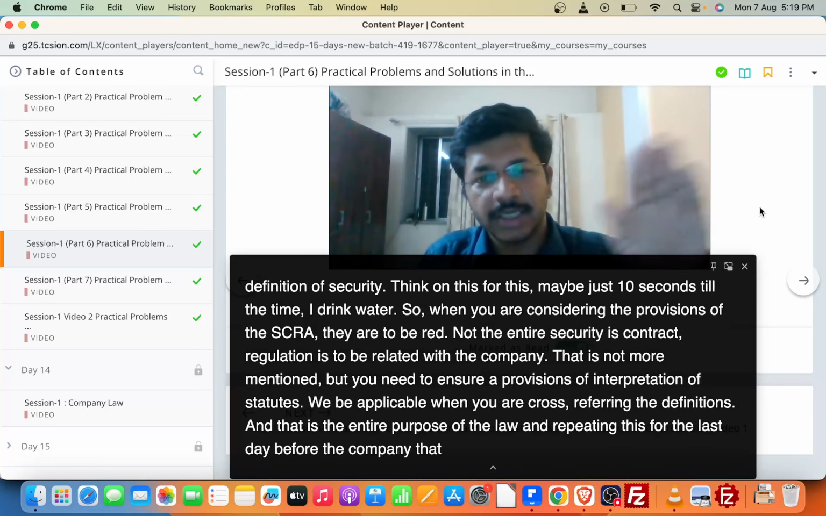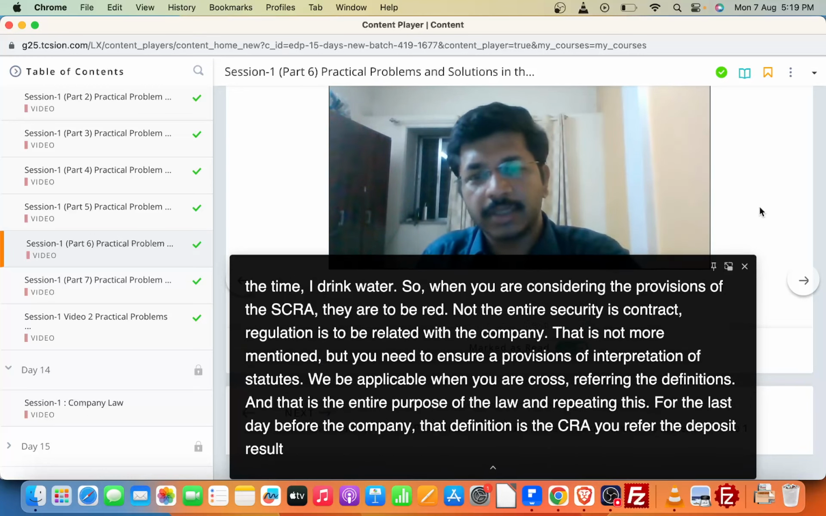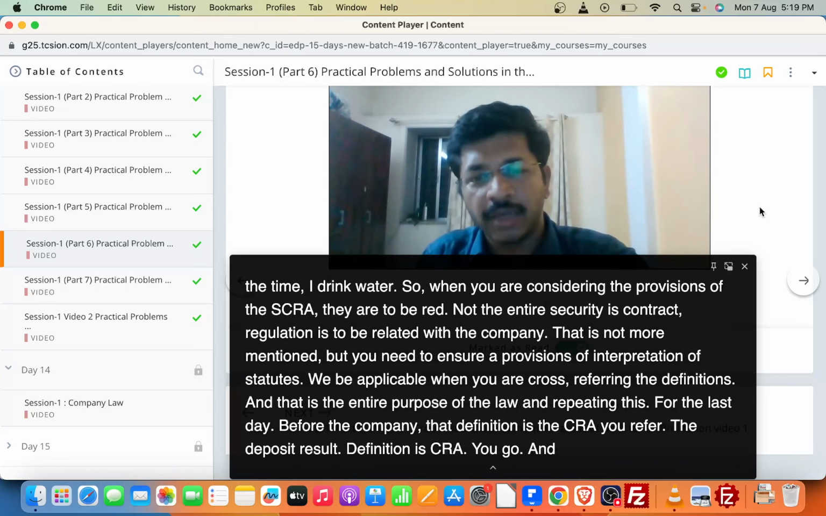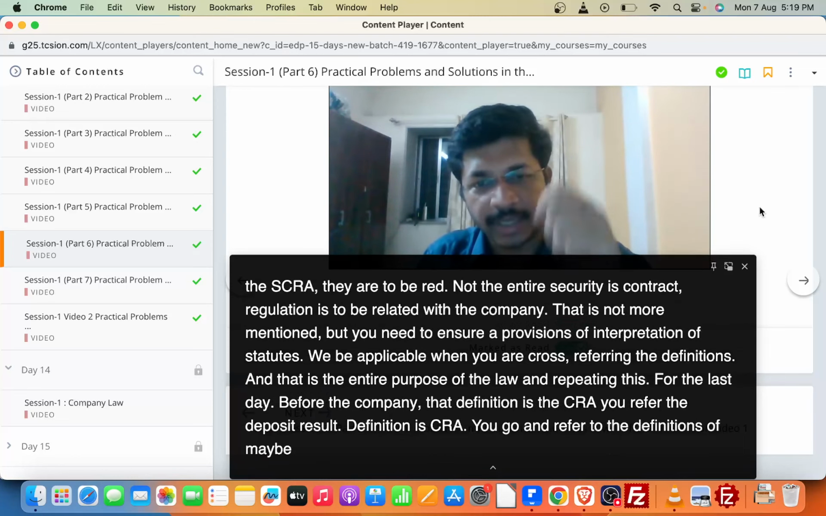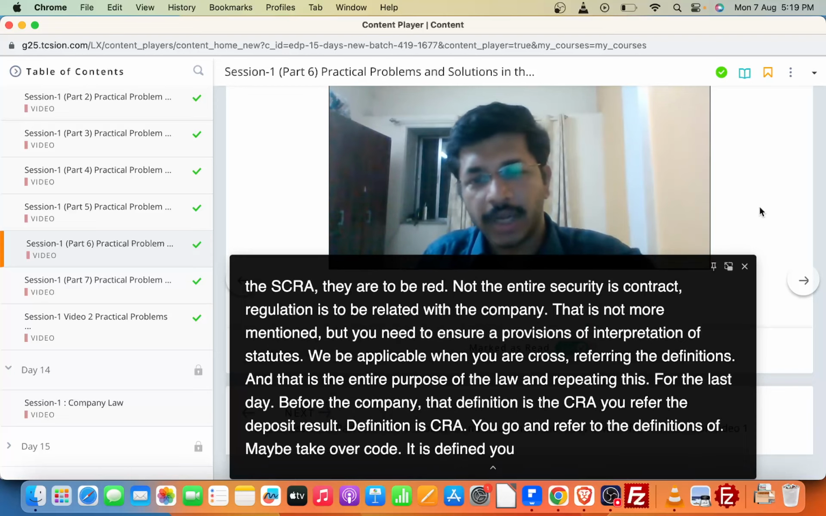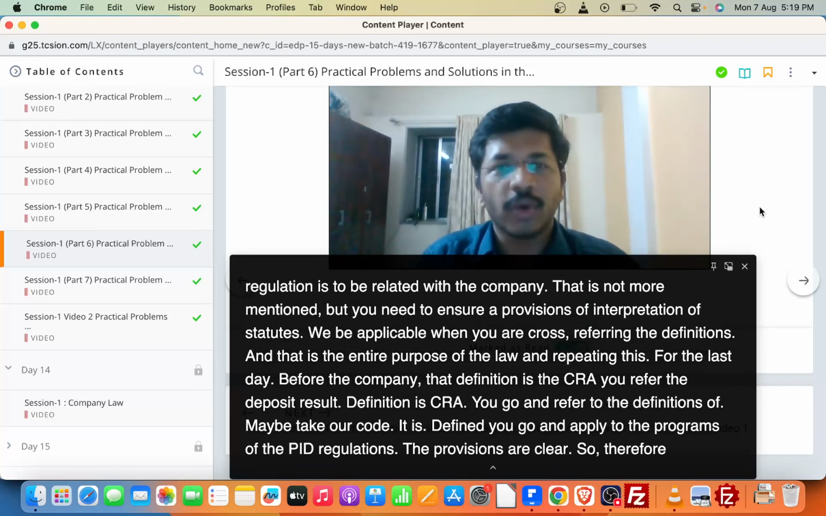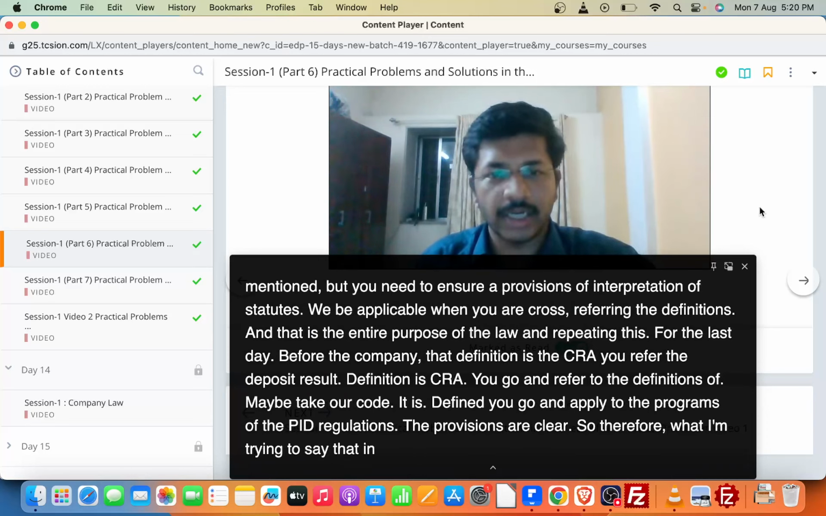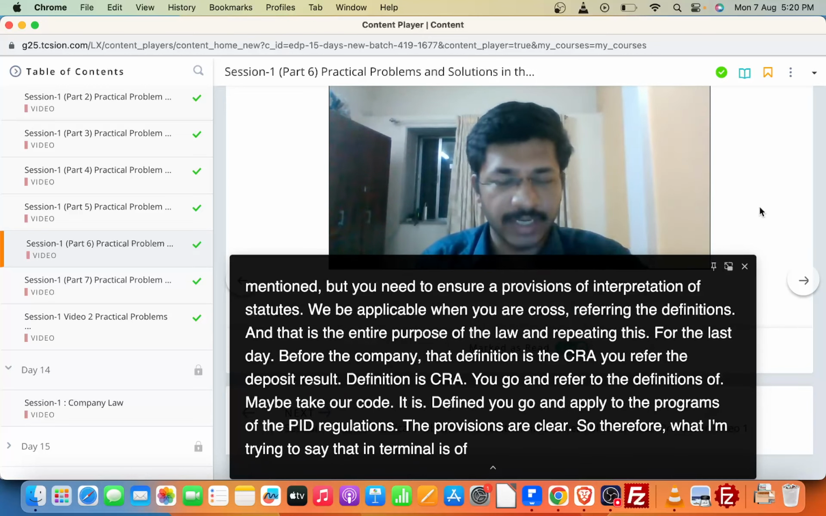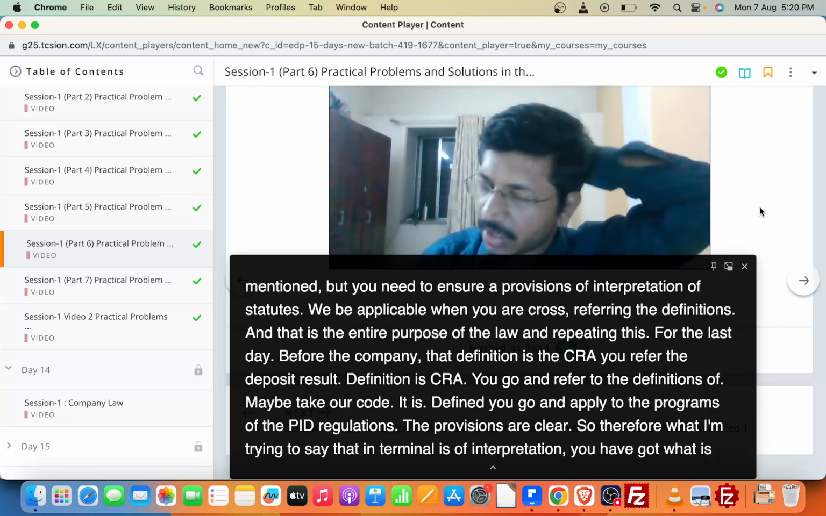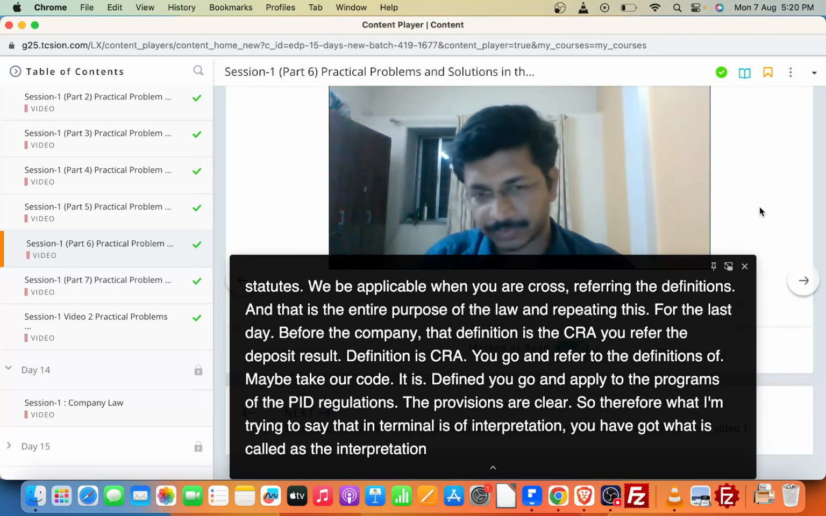You refer to the Companies Act, the definition is in SCRA. You refer to the Depositories Act, the definition is in SCRA. You go and refer to the definitions of the takeover code, it is defined. You apply the provisions of the PIT regulations, the provisions are applicable. So what I'm trying to say is that in the internal aids of interpretation, you have what is called the interpretation clause.